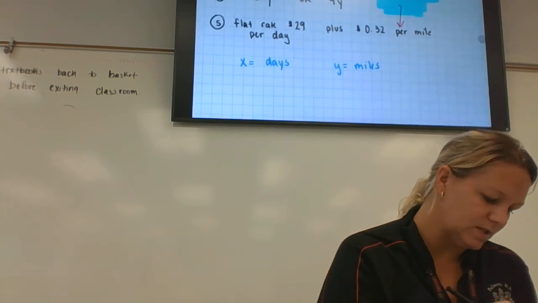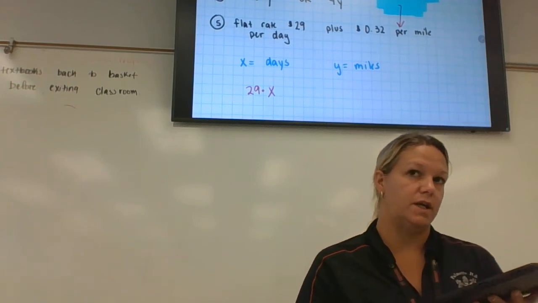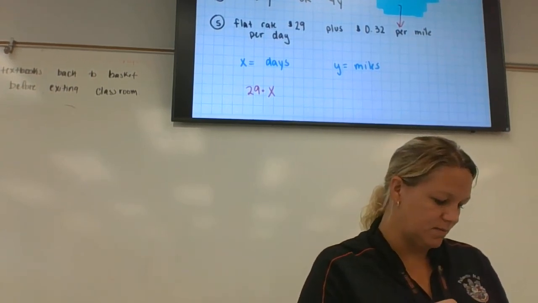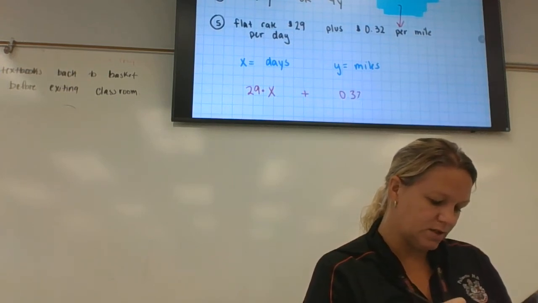It tells us X is days. So I'm going to do 29 times the number of days I rent my car. That's a really great price, by the way. Most cars cost more than that. Plus 32 cents for every mile.